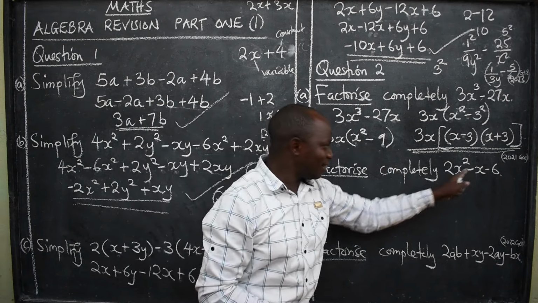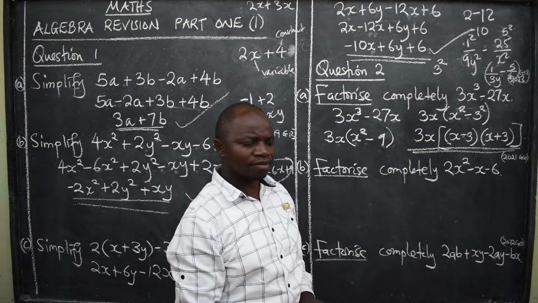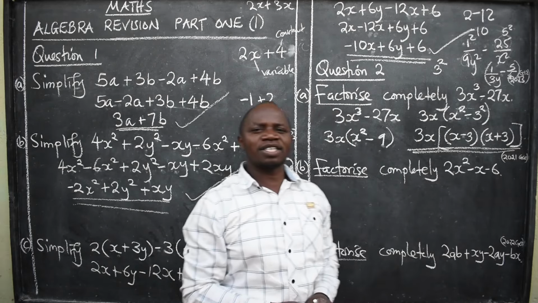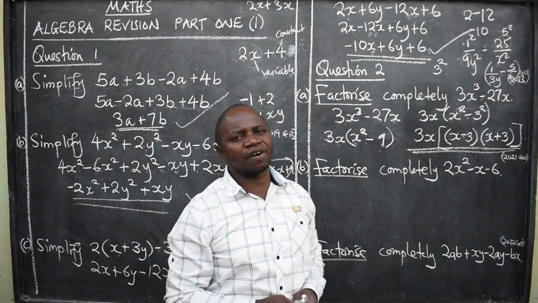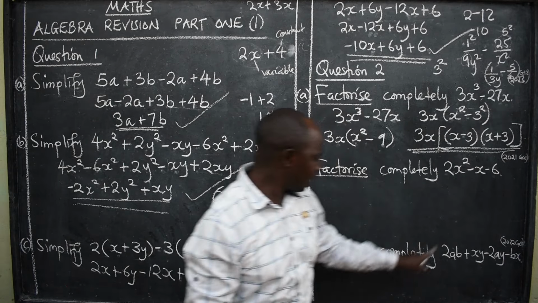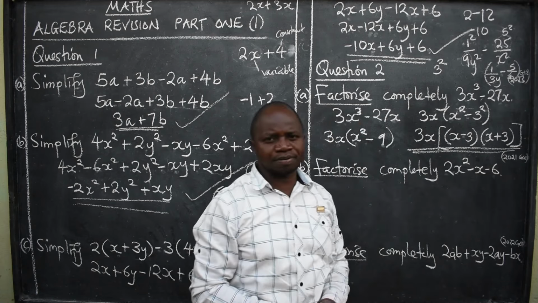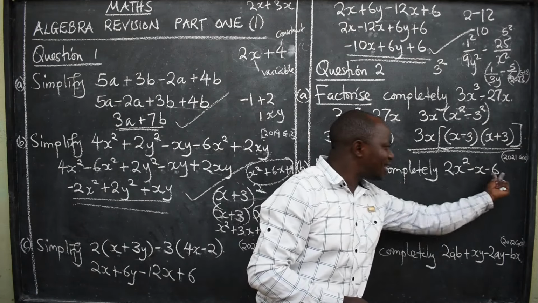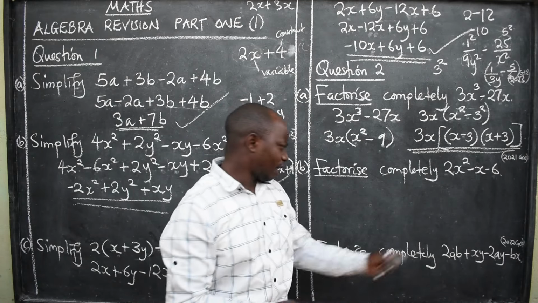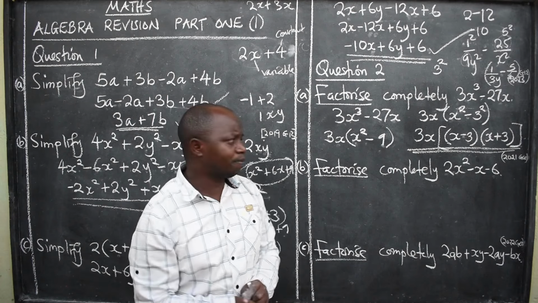Factorize completely. This time around, we have got 3 terms. Have you seen that? This with the 3 terms is what is called quadratic factorization. Here 2 terms, here 3 terms, here 4 terms, you can see. So we have 2, 3, 4 terms. This one with the 3 terms is called quadratic factorization. Then with 4 terms, this is grouping. You are just going to group.